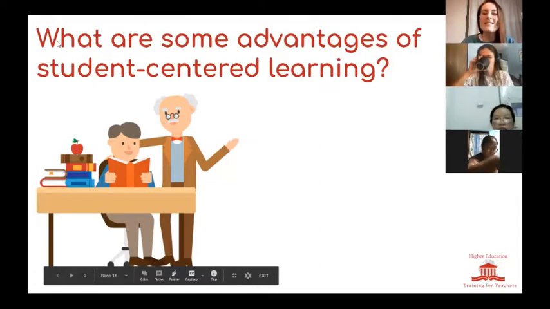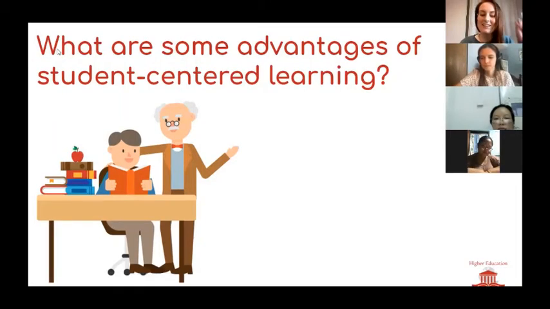Okay, what are some advantages of student-centered learning? Students can do things themselves, and so they can memorize them more. Good, yeah, so they're doing it themselves, so then they can remember more. Good, anyone else?